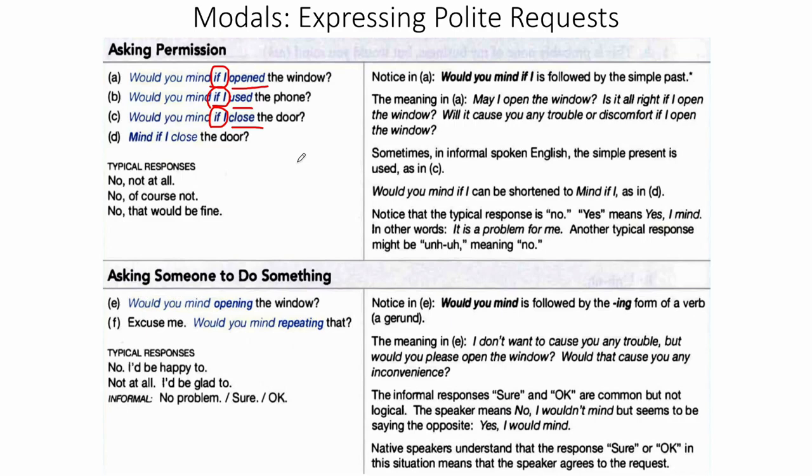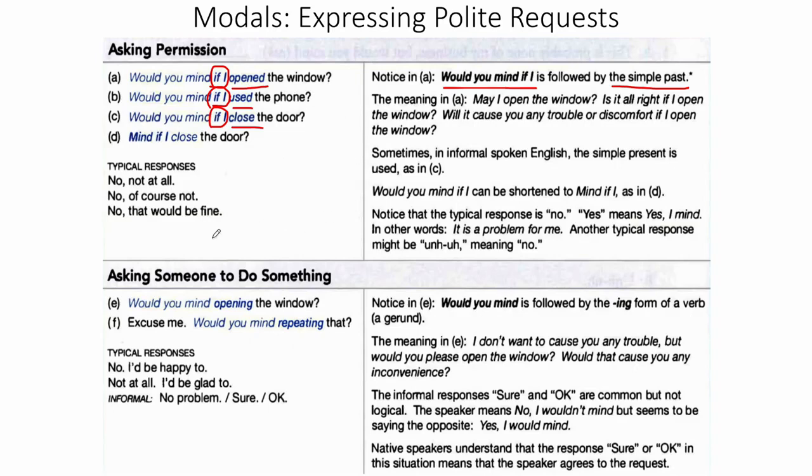This is the first way, asking for permission, and in this way we have to be careful to include it this way. Would you mind if, followed by the simple past. Okay, this is what we have here. Would you mind if I opened? Would you mind if I used the phone? Would you mind if I closed the door? Okay, and the meaning is, may I open the window? The meaning is, may I use the phone, or may I close the door?